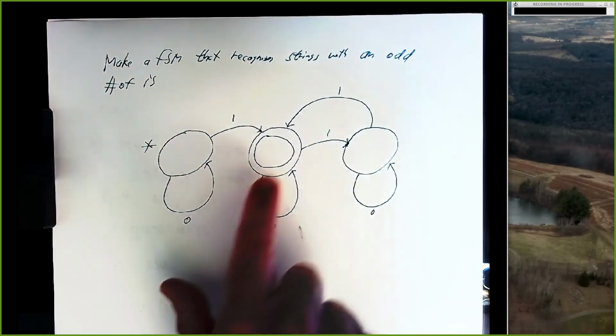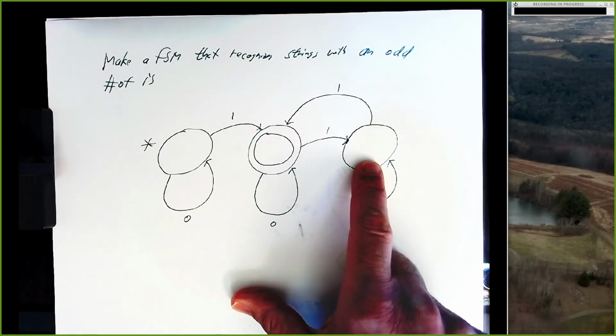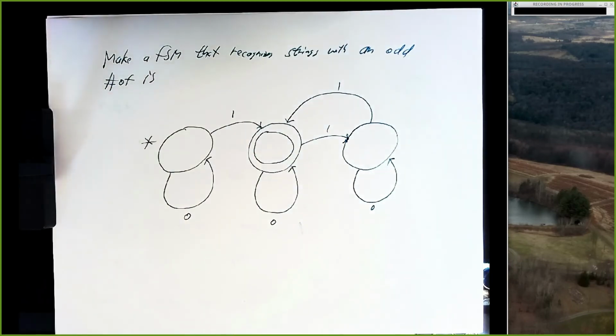So this is my starting state. This is a state where I've got an odd number of ones. This is a state where I've got an even number of ones. Could you not just loop back to your original state? Yeah, I could have just done this with 2 states, actually. Okay. Thanks.